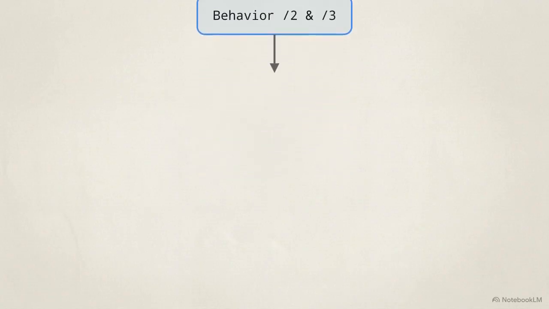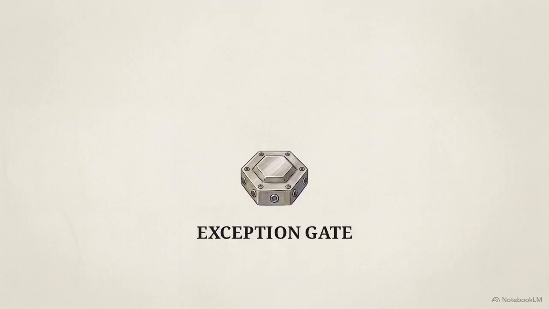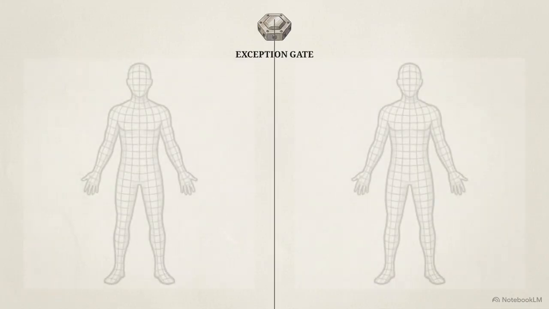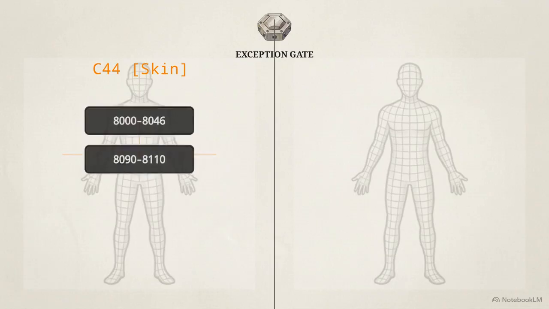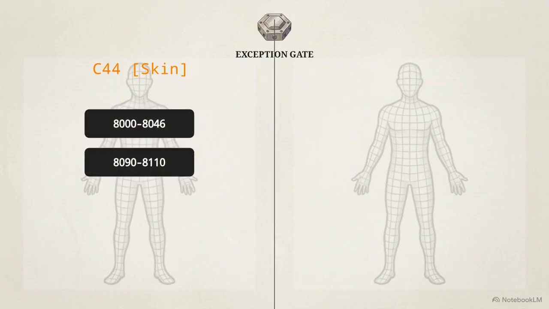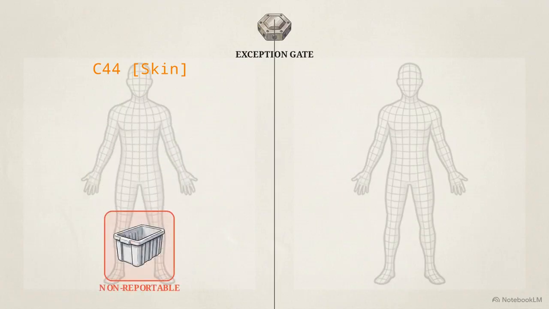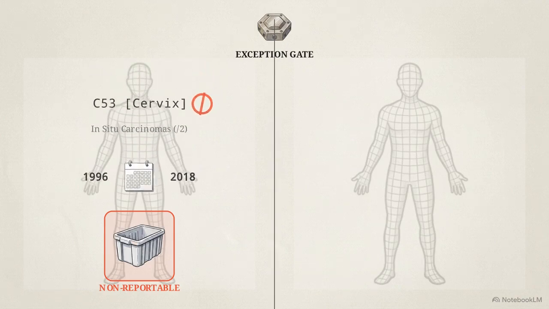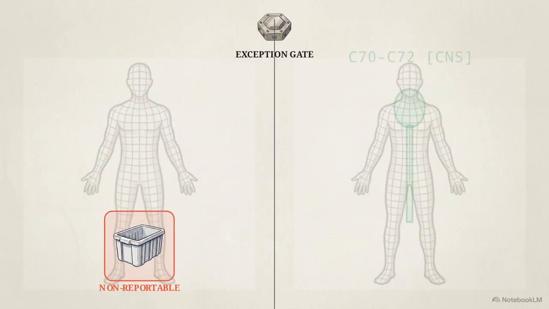Standard malignancy logic works for most cases, but fails on specific anatomical sites. This brings us to the exception gate. Here, specific topography filters invert the standard rules. First, the C44 topography exception for skin. Specific skin histologies, like basal cell carcinoma, are explicitly excluded and diverted to the non-recordable bin. A similar exclusion applies to the C53 topography for the cervix, specifically removing in situ carcinomas. Collection for cervical in situ cases stopped entirely after 1996 and was further restricted in 2018.